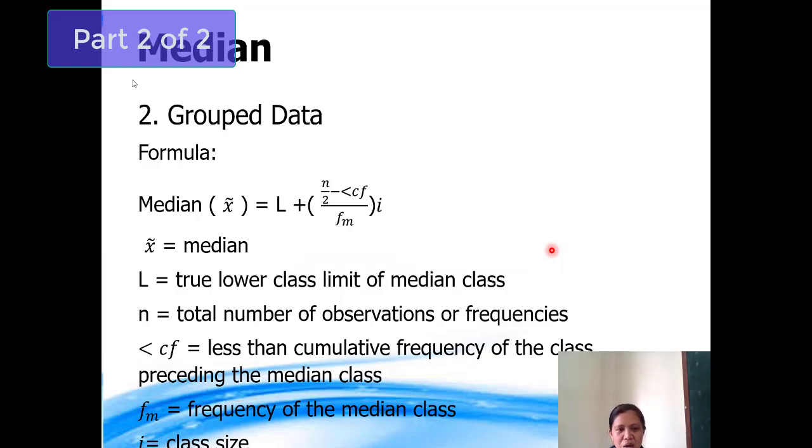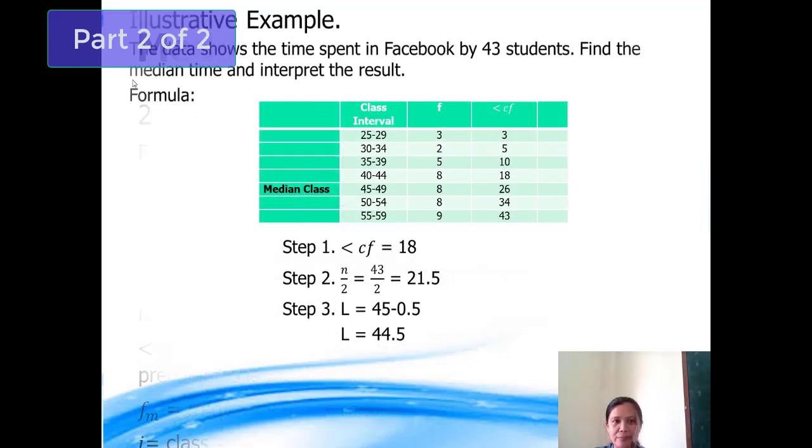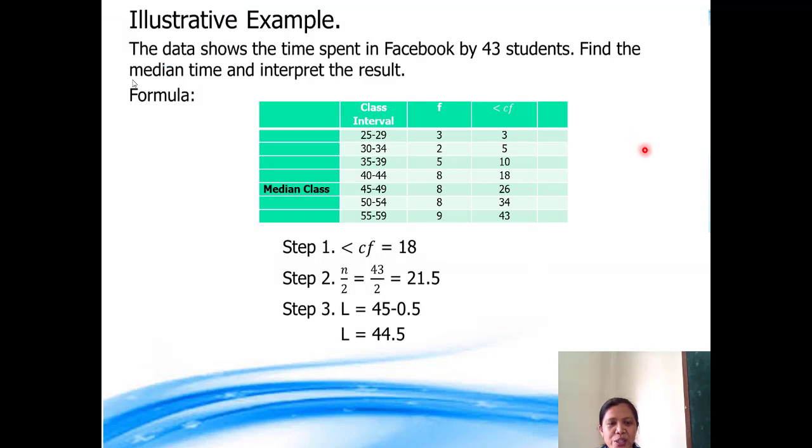The frequency of the median class, and I is the class size. And for the example, we have the data shows the time spent in Facebook by 43 students. Find the median time and interpret the result.